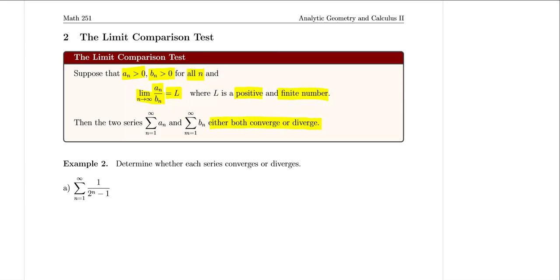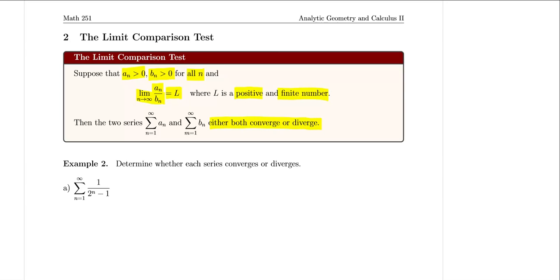This test will be similar to the direct comparison test in the sense that we're going to need to select a comparison series. This one will be a known series that we can use to compare our series. Once we've done that, we'll set up the limit as n goes to infinity of the a sub n and the b sub n terms. As long as the limit is finite and positive, so that means that we don't want a zero there, then the test will be conclusive.